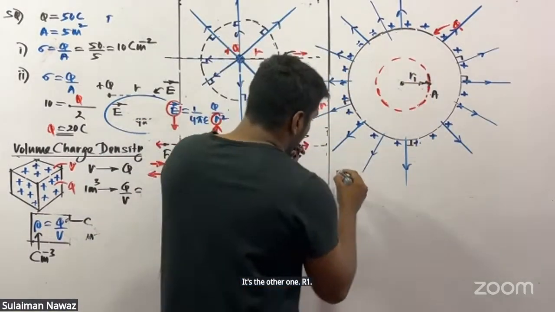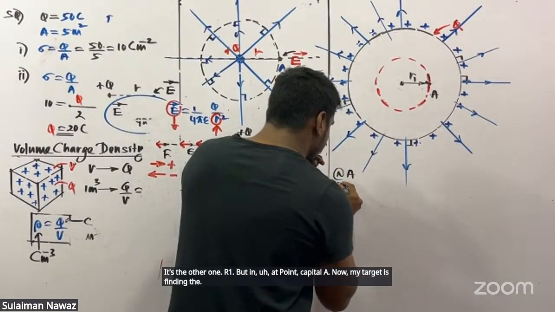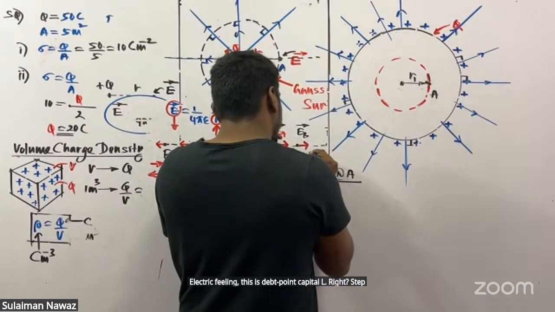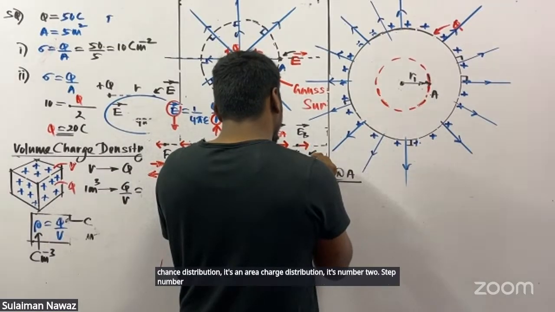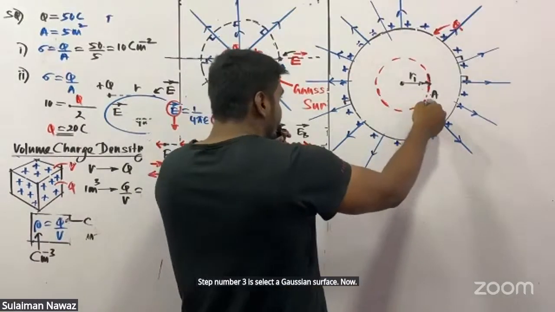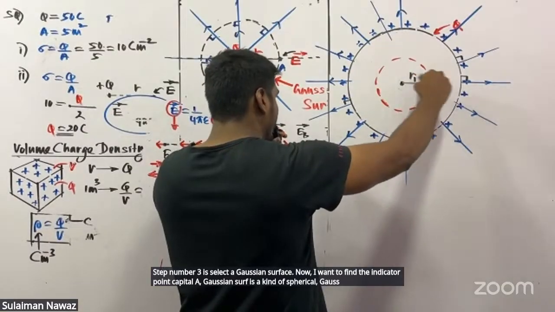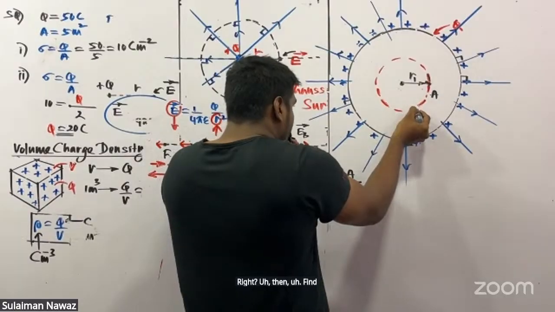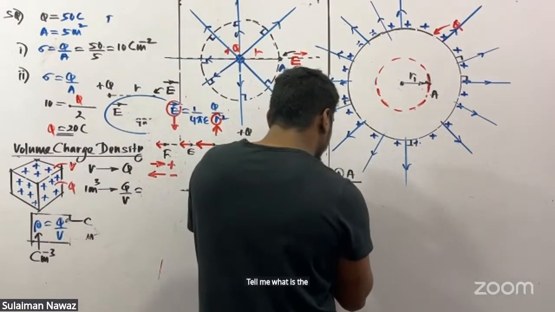Now my target is finding the electric field intensity at point capital A. Step number one, charge distribution: it's an area charge distribution. Step number two, the electric field distribution is discussed. Step number three, select a Gaussian surface. A spherical Gaussian surface of radius R1 is selected. Then find the total charge inside this Gaussian surface. Tell me, what is the total charge inside the Gaussian surface?